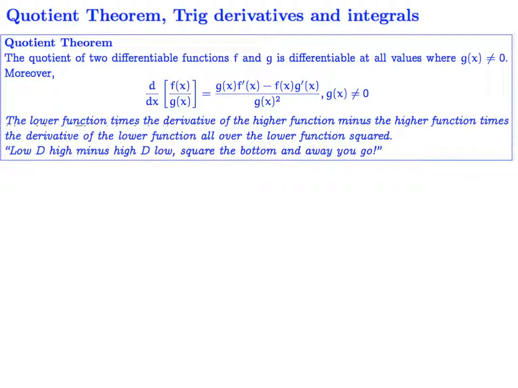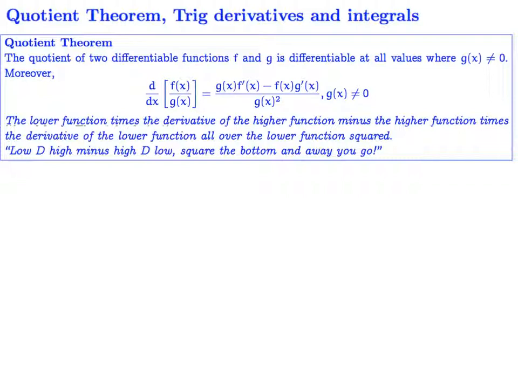So here we have the quotient theorem a bit more abstractly, and it says that the quotient of two differentiable functions f and g is going to be differentiable as long as you're not dividing by 0. And in fact, we have a nice little formula here for how to compute this thing, okay? So as long as you can memorize this formula, you're going to get it figured out.